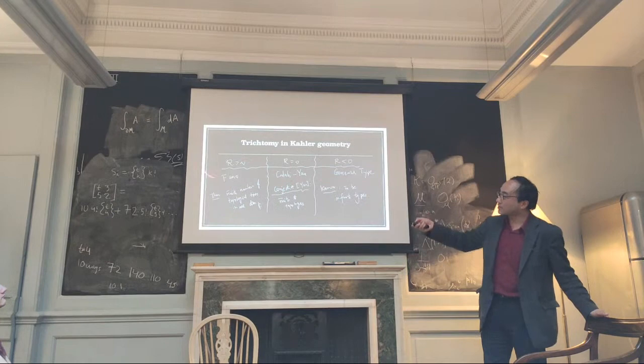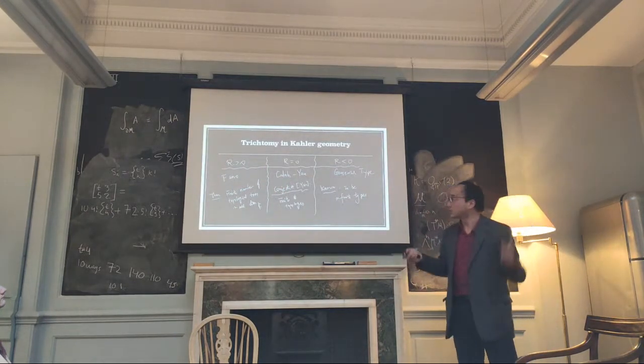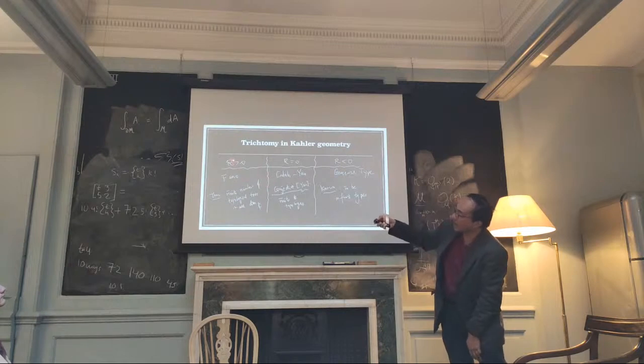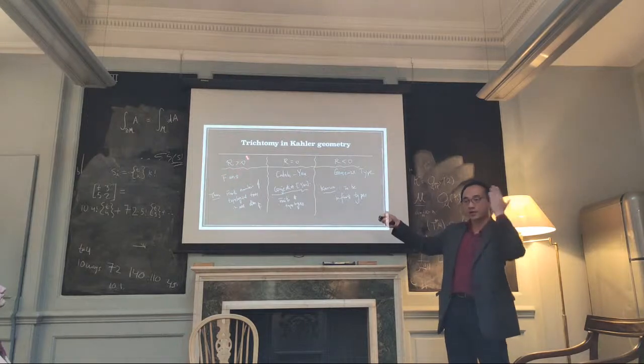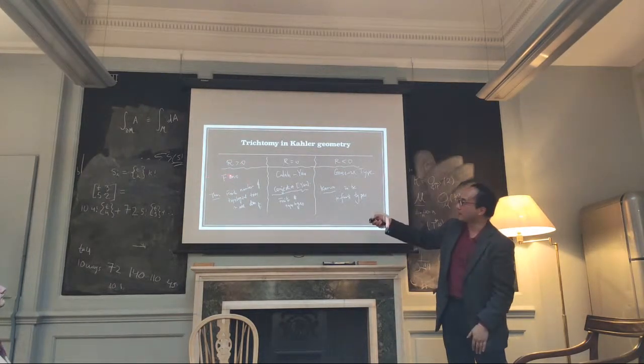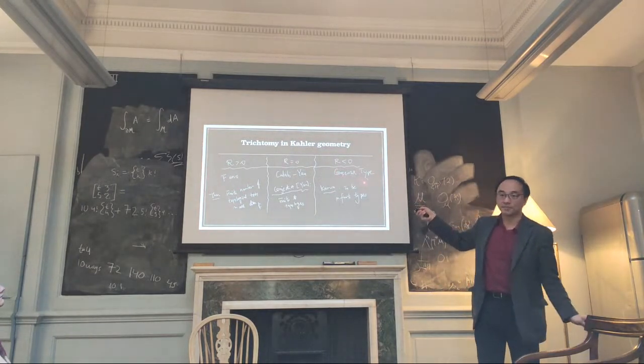Everything that is positive curvature, this is arbitrary dimension. So anything that is a complex Kähler manifold with positive curvature, locally positive curvature, this is called a Fano variety. Remember we're now in the complex algebraic world. So this is called Fano. This is called Calabi-Yau. And everything above is called general type.